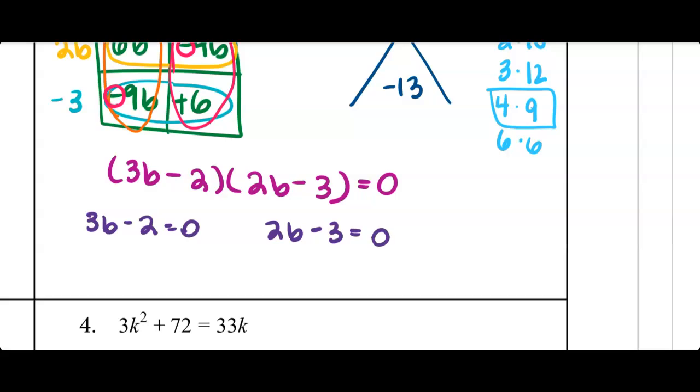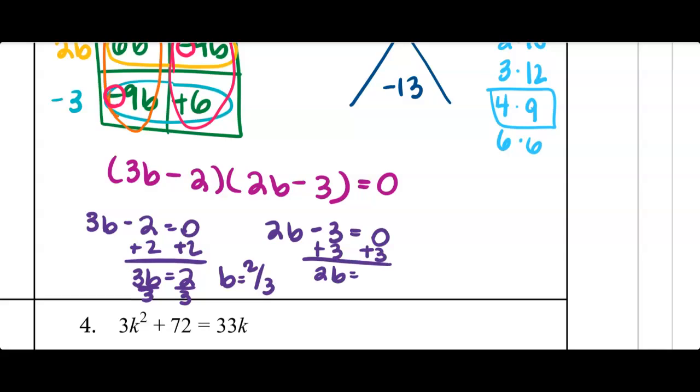and solve each equation. So we can add 2 to get 3b equals 2, and then divide by 3, so we get b equals 2/3. And then do the same thing here. We add 3 to both sides, so we get 2b is equal to 3. Divide by 2 and get b is equal to 3/2. So our answer set is 2/3 and 3/2.